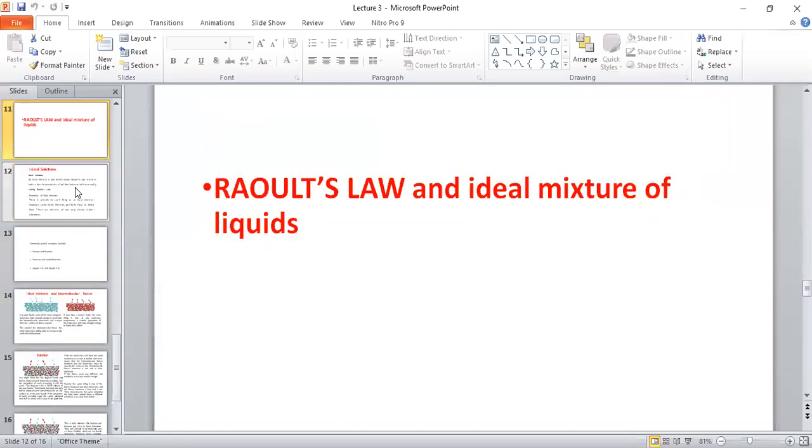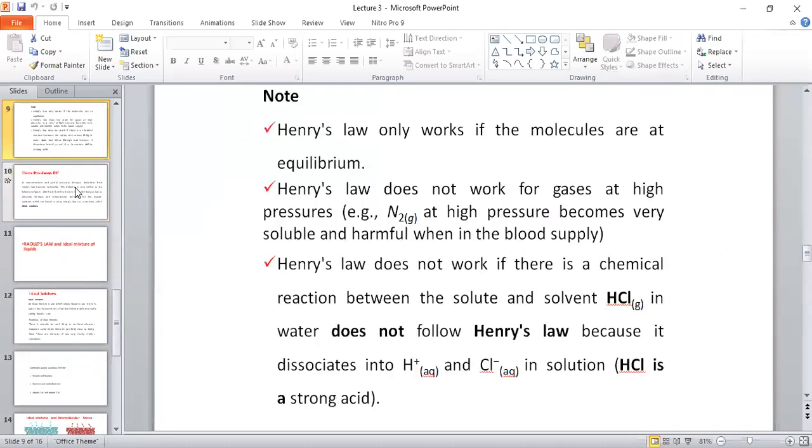Let me go back to this slide. Those ions, it will dissociate and form those ions. In the case of nitrogen, it will dissociate and form some ions, and it will not work for that. It will be working for the carbon dioxide. Okay, ma'am.